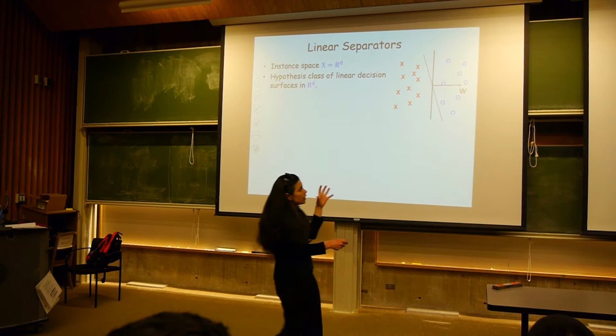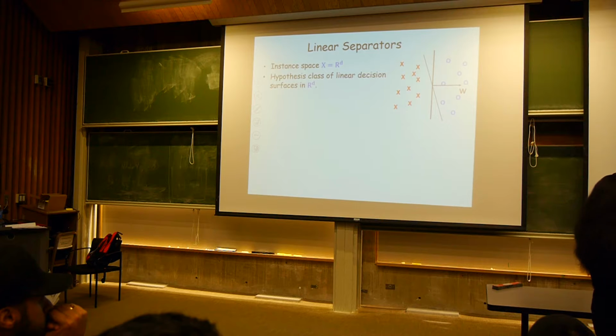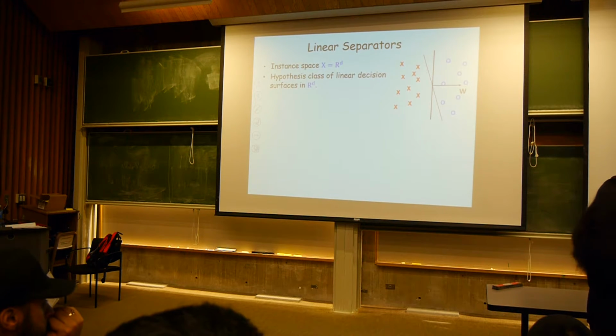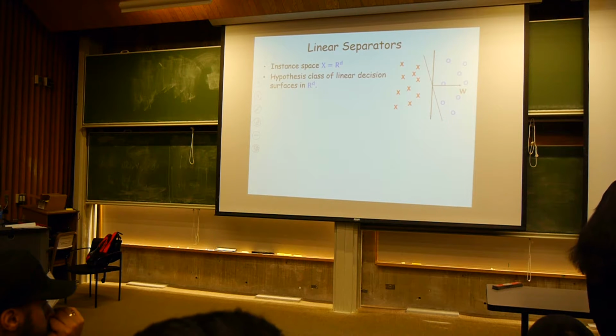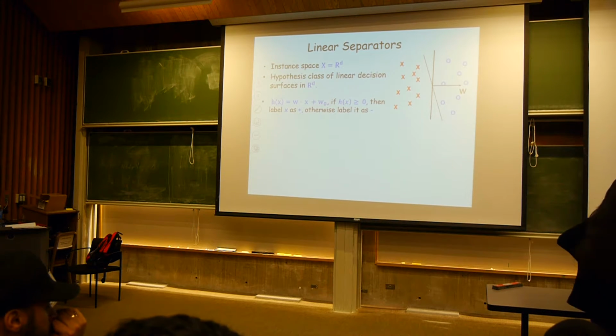So basically, let's assume that the instance space is a Euclidean d-dimensional space. And we are thinking about linear decision surfaces, like we've been seeing throughout the course. So the hypothesis class is now the class of linear separators. The linear separator is given by a normal vector W and the bias W0. For any example x, if W dot x plus W0 is greater than or equal to 0, you predict plus, otherwise you predict minus. So you take the sign of this quantity over here. We've seen this throughout the course.